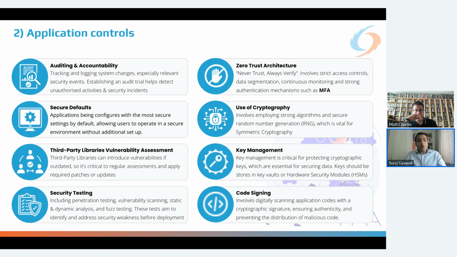There are many other application controls depending upon the organizations, applications. I believe the ones I described are the most important and common ones in security by design.